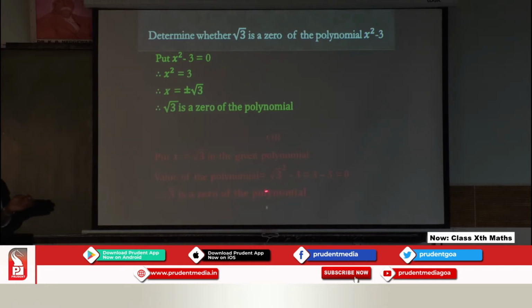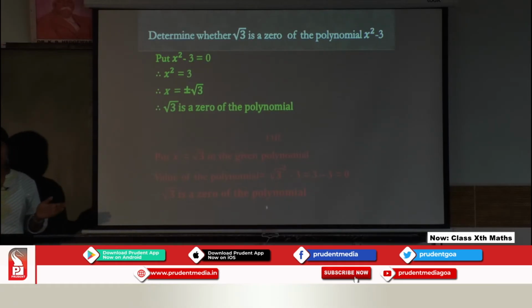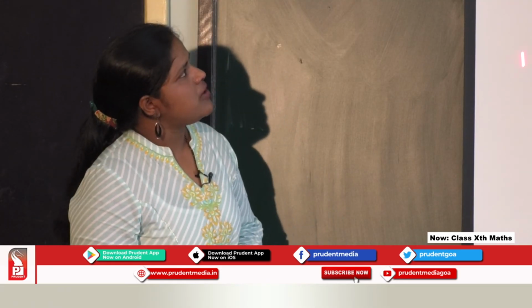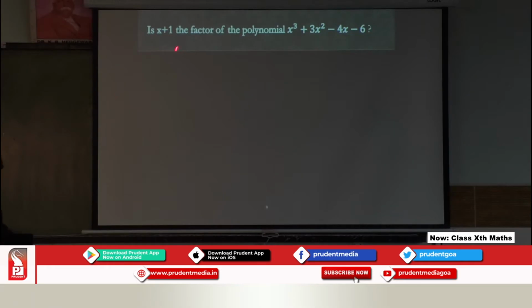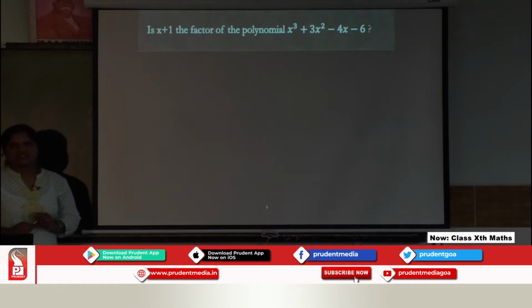Therefore, root 3 is 0 of the polynomial. You can use either of these methods, method 1 or method 2, both are correct. Okay. Now, let us see this problem. Is x plus 1 a factor of the polynomial x cube plus 3x square minus 4x minus 6?